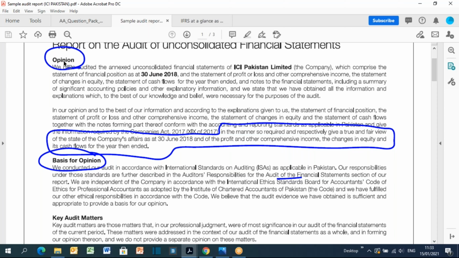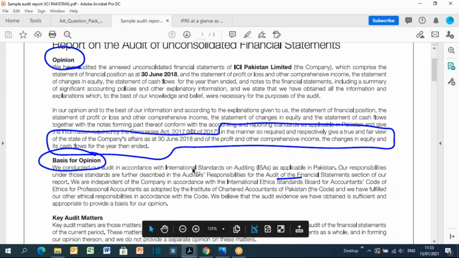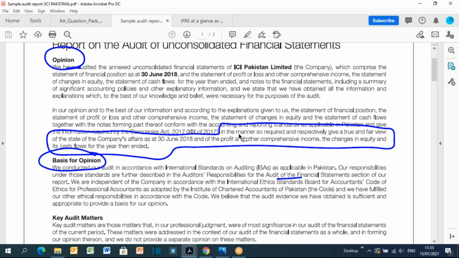It starts with the opinion, then the basis for opinion. In the opinion, the wording that was used in this case says that the statements give a true and fair view of the state of the company's affairs at the end of 30 June, and the profit, the comprehensive income, changes in equity and cash flow for the year ended. You have to highlight all of these, because otherwise, if you mention just one of them, it will imply that the others are not free from material misstatement.